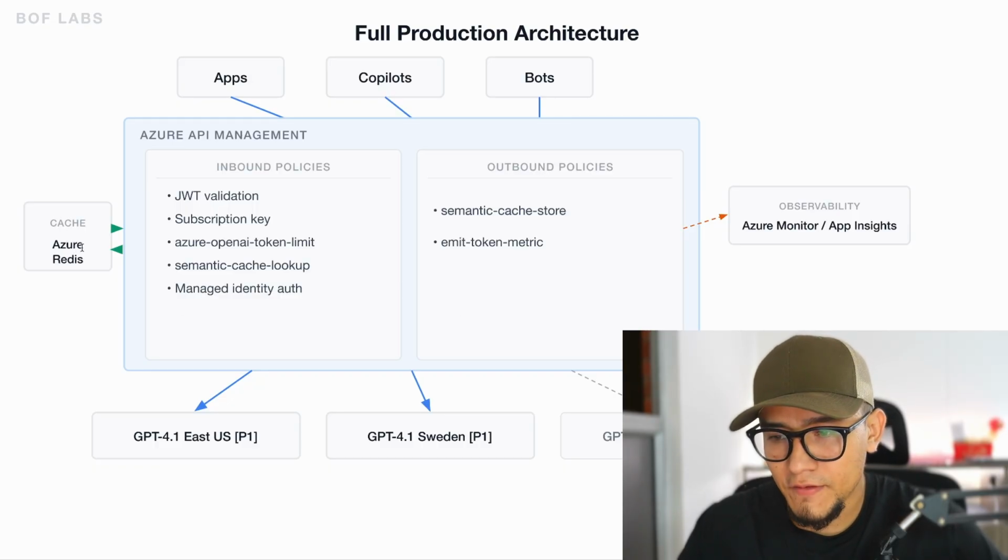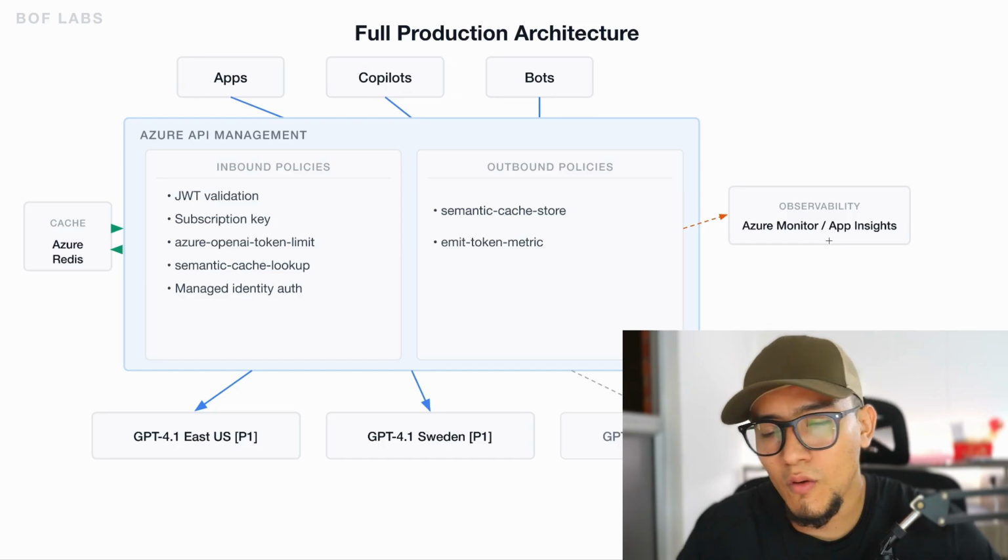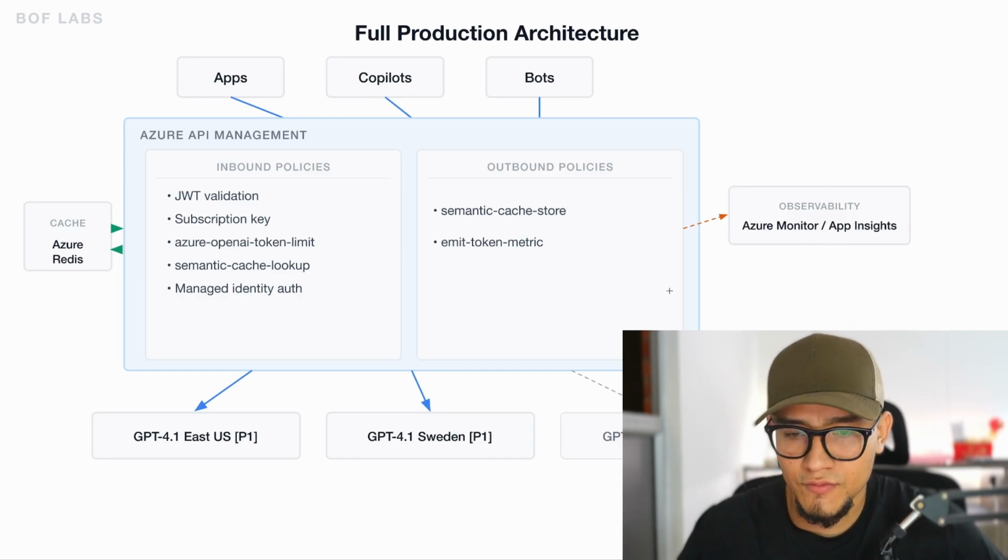We also have here on the left the Azure Redis. Remember that to use semantic caching, we need to have a managed Redis instance. And here finally, we also have observability to know what the usage is for each subscription or the calls that we make to the backends.